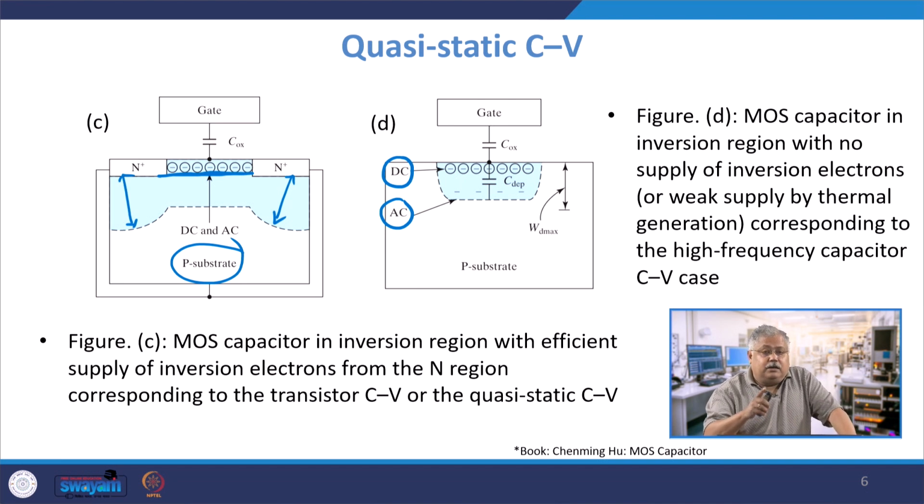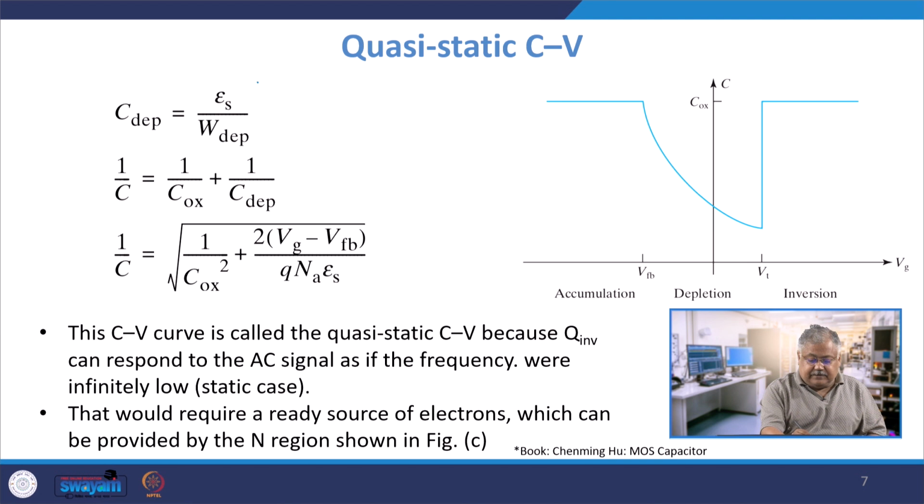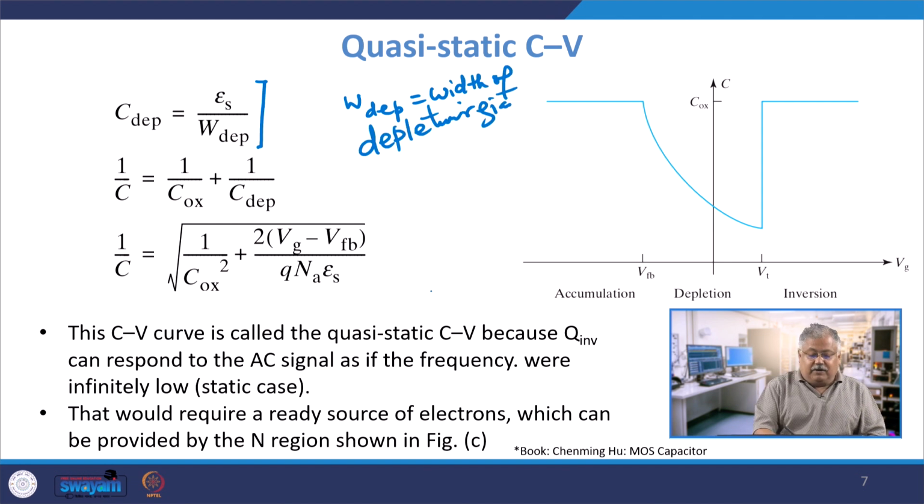If, however, the depletion width is not able to track the capacitance, we define that to be non-quasi-static. So let us come to the numerical part of it. C depletion is epsilon by W depletion, where W depletion is the width of the depletion region, and 1 by C is obviously equal to 1 by C ox plus 1 by C depletion. If you solve it and take the value of C depletion, a well-known factor, I get 1 by C to be equal to this value.